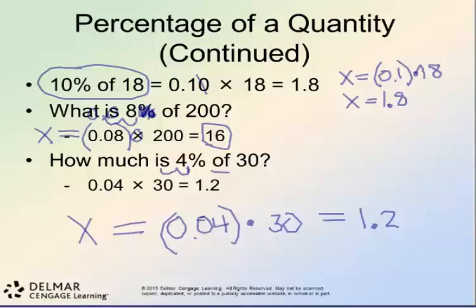So these examples show how to find a percentage of a quantity in MTB 1370. And again, this is the end of chapter 2.